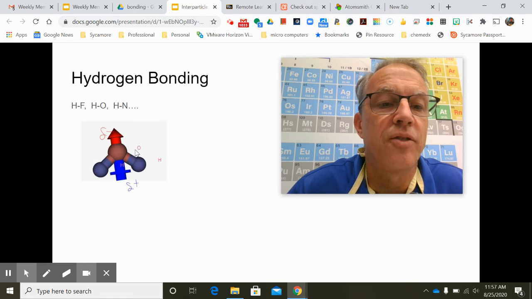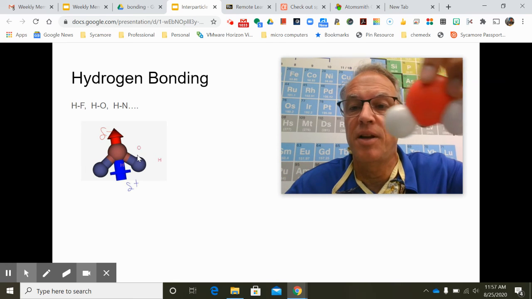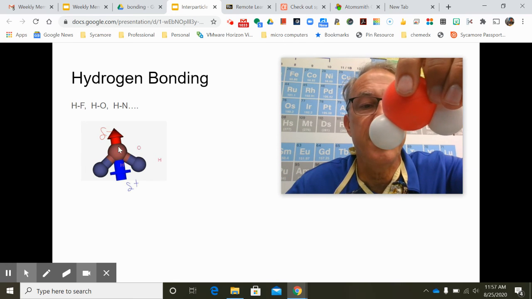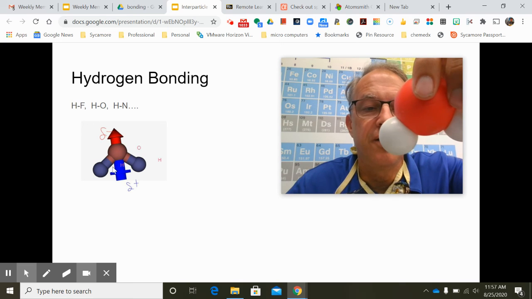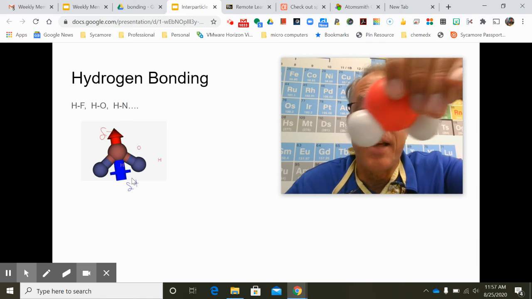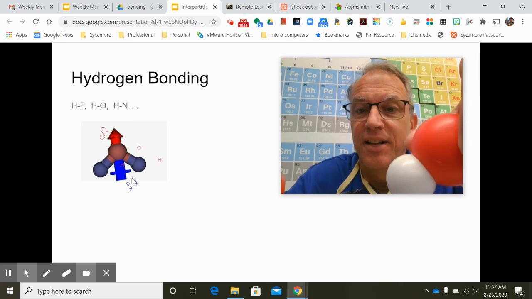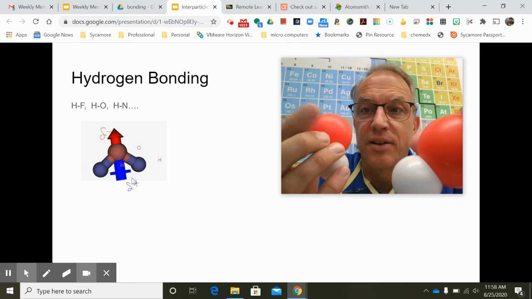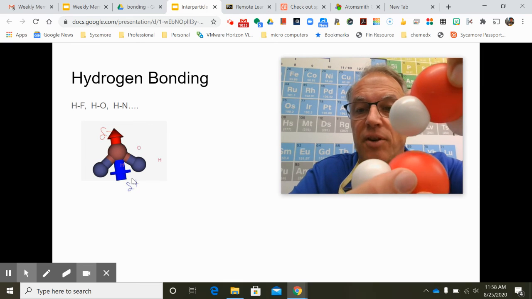What does that mean? This is a model of H2O. On this side, the oxygen is more electronegative and this is less, so it's pulling more electrons. The red up here means it's kind of negative, and down here it's kind of positive. If another one comes in, again, opposites attract. The somewhat negative side up here is going to go to the somewhat positive side down here, and they start to attract.